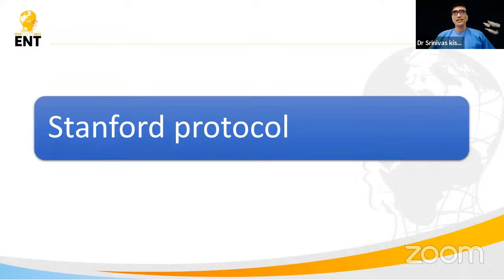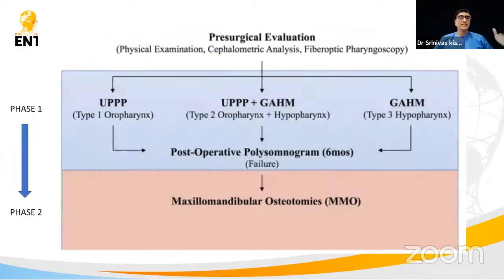When you talk about skeletal procedures, the most important protocol that is used is the Stanford protocol. What is the Stanford protocol? The Stanford protocol is divided into two phases for any OSA surgery, and this came way back in the early 90s. According to the clinical exam, cephalometric exam, and fibreoptic pharyngoscopy, they decided that you either do a UPPP, or a genioglossus advancement and hyoid suspension.